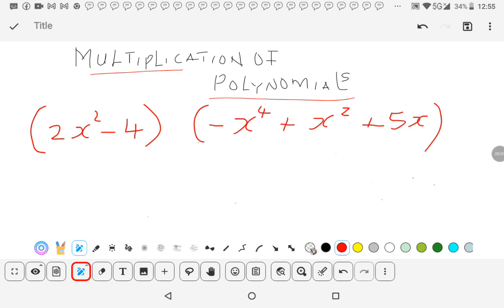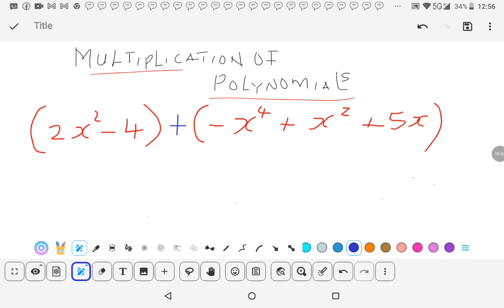So look at this expression now. We have one polynomial expression, 2x squared minus 4, and we have another polynomial expression, minus 4 minus x raised to the power of 4 plus x squared plus 5x. The question is, what are you required to do? It's very important to know the sign of a polynomial expression so that you can know the particular solution you're going to give. Looking at this, we don't have an addition sign here.